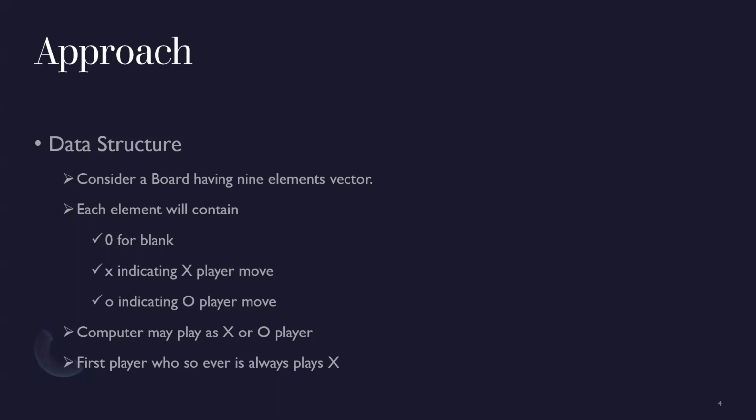So let's get into the data structures. The board has 9 vector elements. Each element by default is 0, which means blank. X indicates player X, O indicates player O, and the computer may choose either X or O. Next.